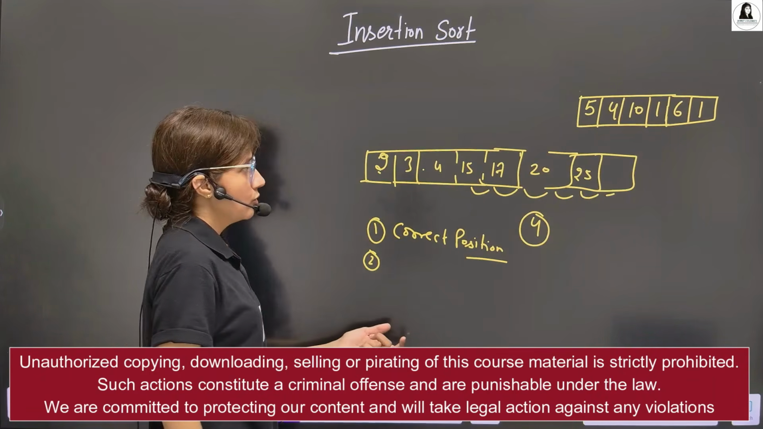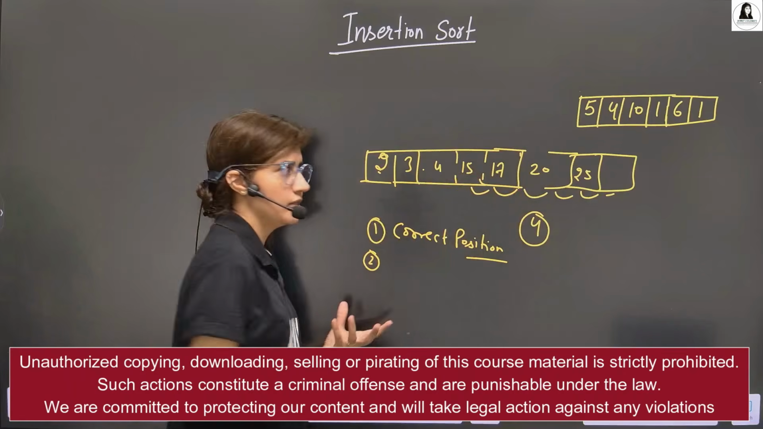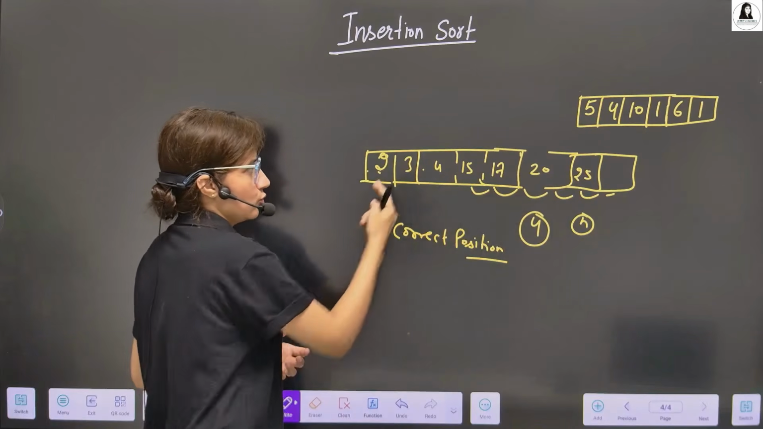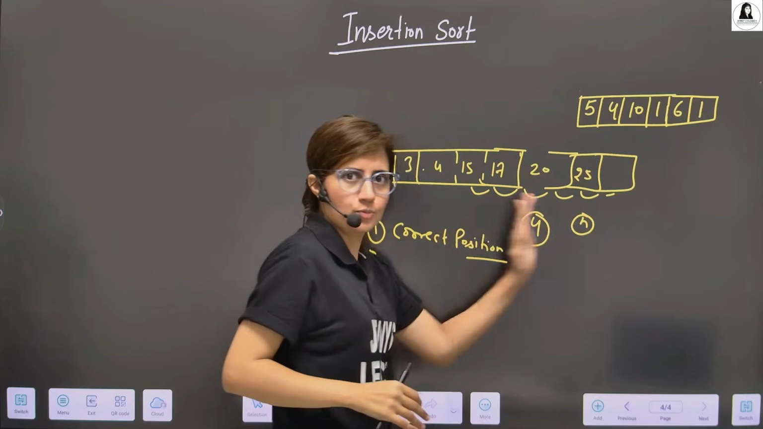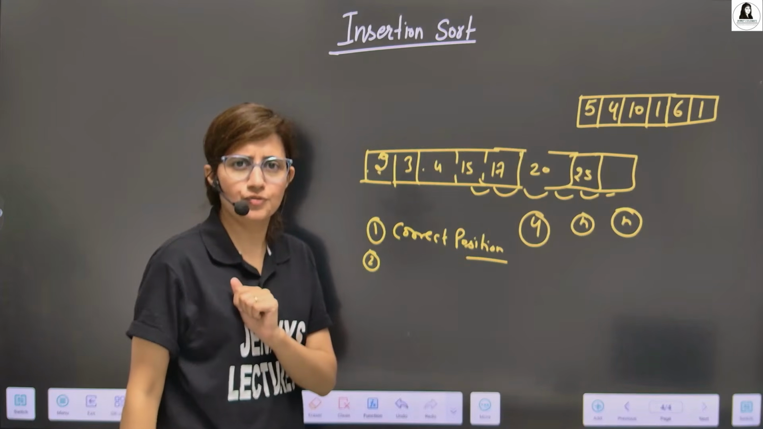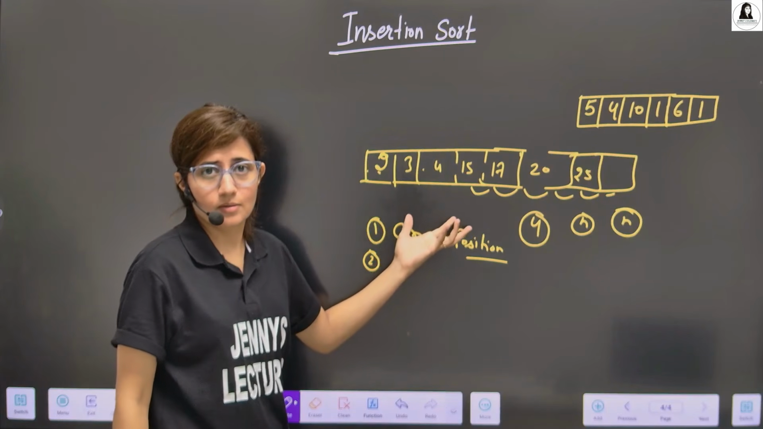So shifting is also taking time. How many elements do you need to shift in the worst case? n elements, because suppose I want to insert 1. So 1 I'll insert here, and you have to shift all the elements one position to the right. So it's n. Time complexity would be order of n for shifting. This is how we insert basically.